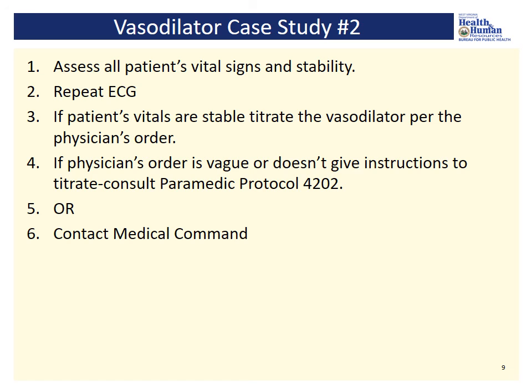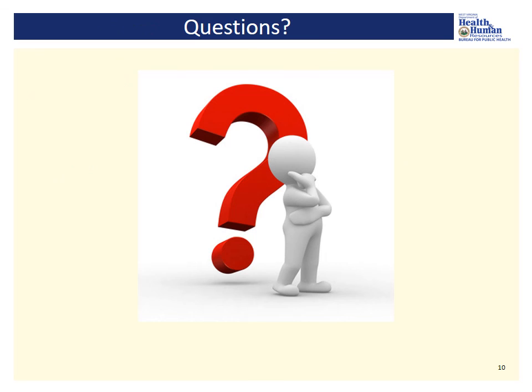Assess all the patient's vital signs and stability. Repeat the ECG. If the patient's vitals are stable, titrate the vasodilator per the physician's orders. If the physician's order is vague or it doesn't give instructions to titrate, consult Paramedic Protocol 4202 or contact Medical Command. This concludes the Vasodilator presentation.